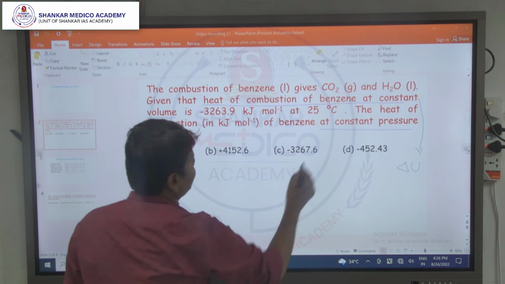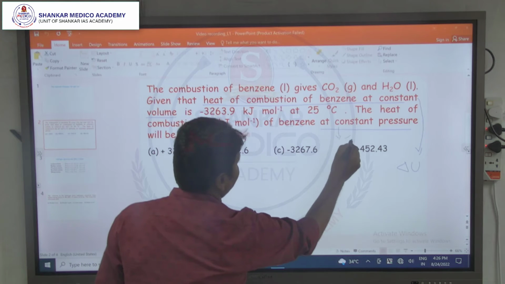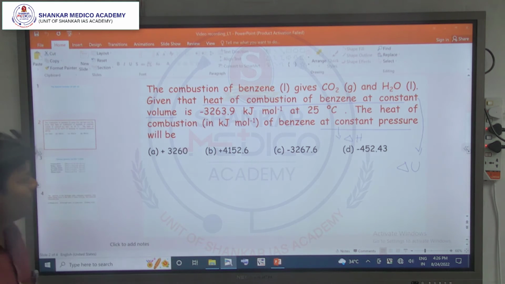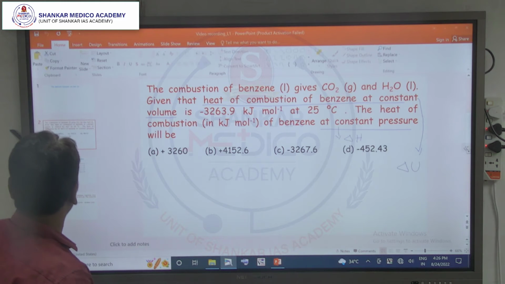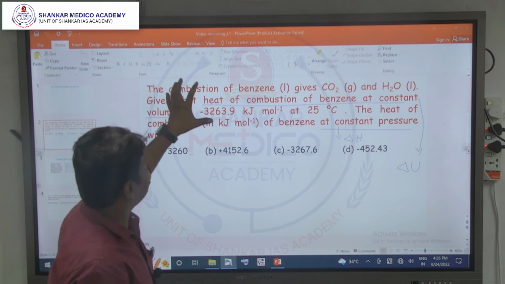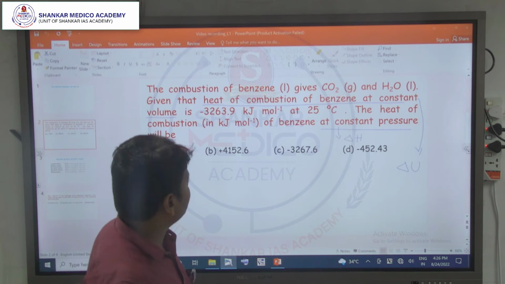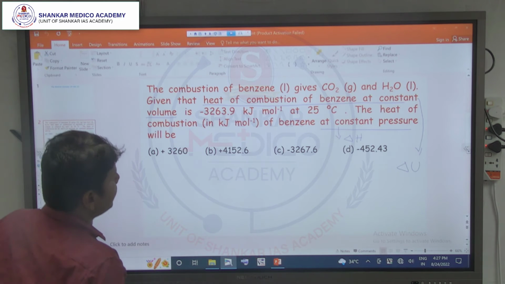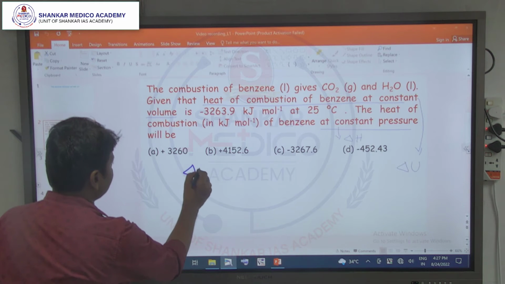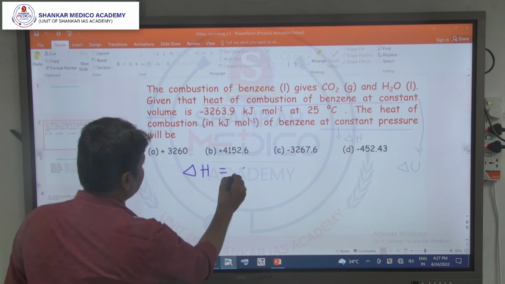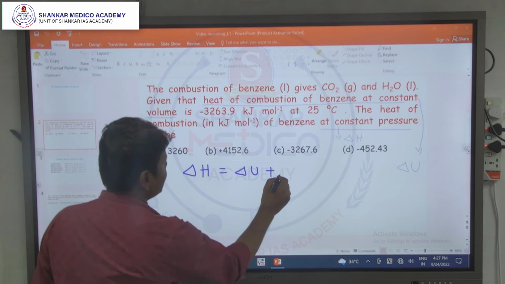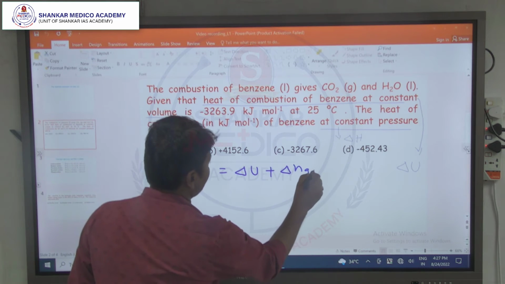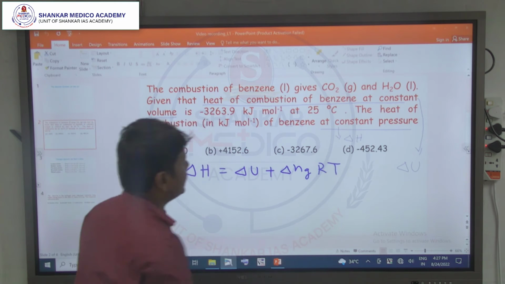Heat of combustion of benzene at constant pressure, that means you are going to calculate your delta H. So, before solving this problem, what we should know? We should have the knowledge about what is the combustion reaction of benzene. Then we need the relation between your delta H and delta U, we have seen that one. What is that? Delta H equal to delta U plus delta Ng RT. So, this is a relation.